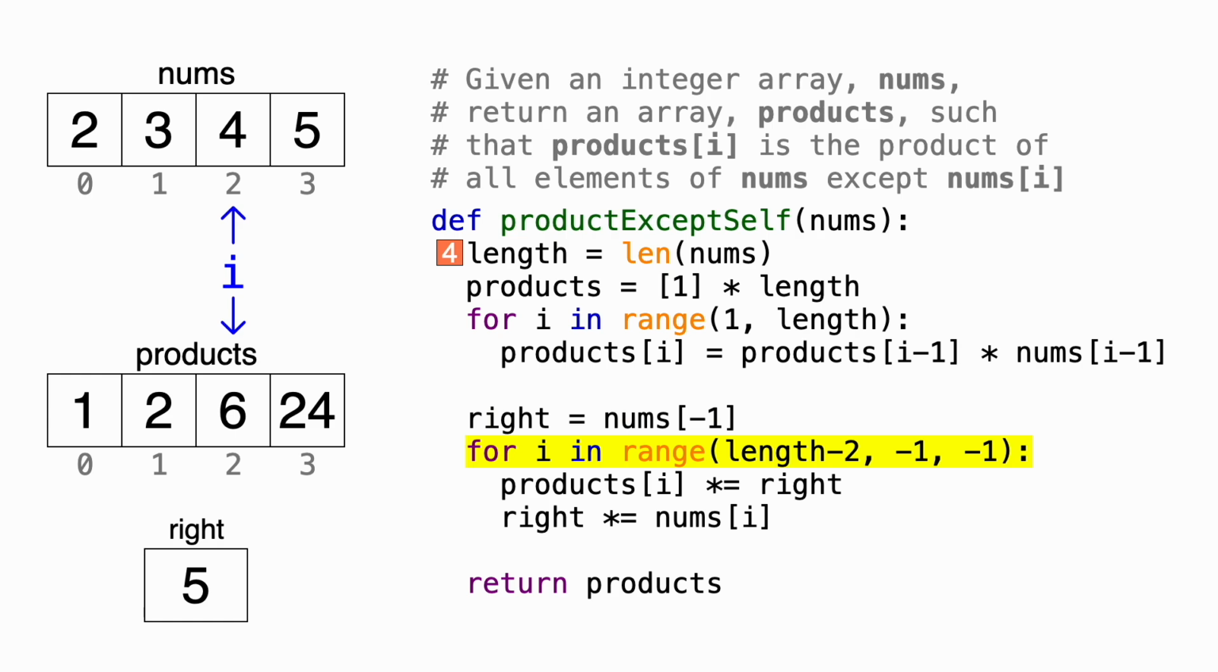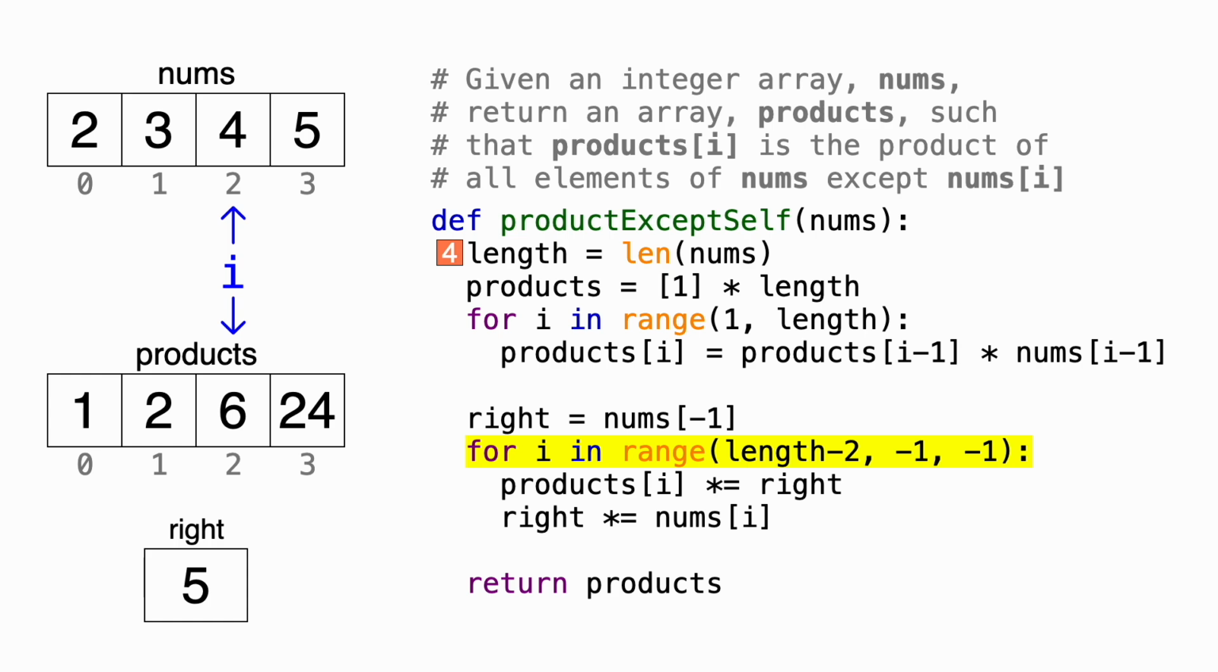Then we'll enter a loop that traverses backwards through the arrays. And let's break down this line a little bit more. So we're going to be starting at index length minus 2, which is 2, because we know that there is nothing to the right of index 3. The ending index is -1, because remember, when using the Python range function, we don't include the ending index. So this loop will traverse backwards until it reaches index 0. And lastly, the step size is -1, which means we're going to be decrementing i.